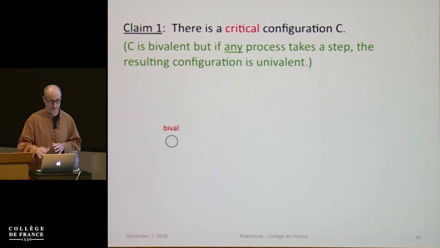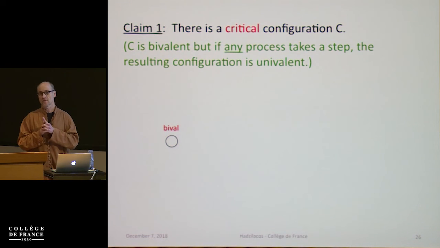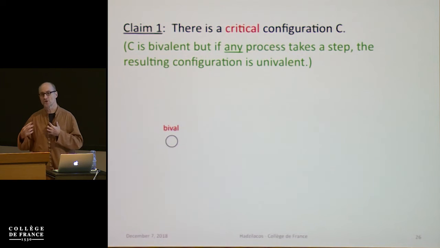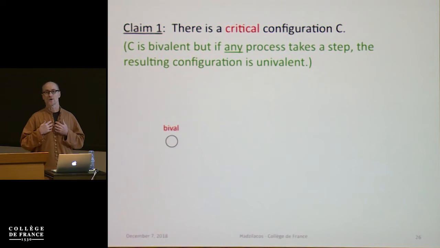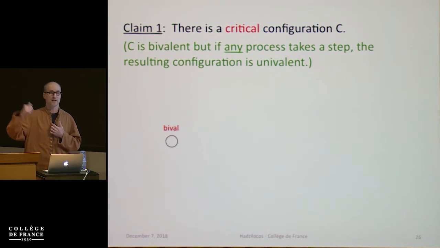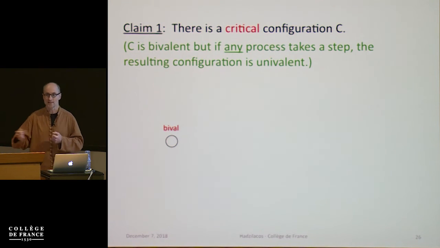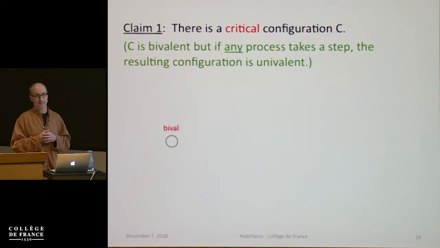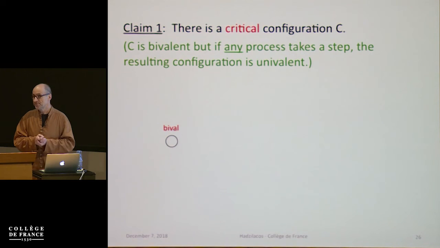Why should there be such a configuration? Well, there is an initial configuration that's bivalent. If process P has input 0 and process Q has input 1, that's a bivalent initial configuration. Why? Because if only P takes steps, the only safe thing for it to decide is 0. And if only Q takes steps, the only safe thing for it to decide is 1. So since both 0 and 1 are possible decisions starting from this initial configuration, it is bivalent.